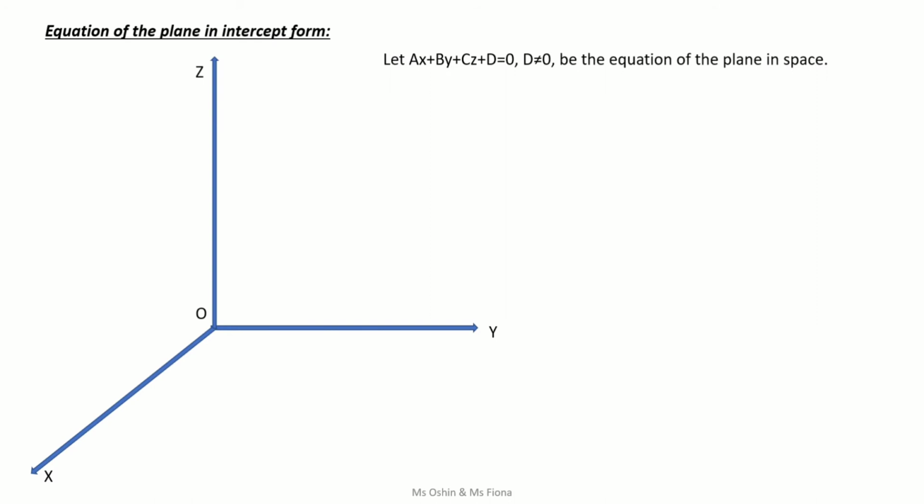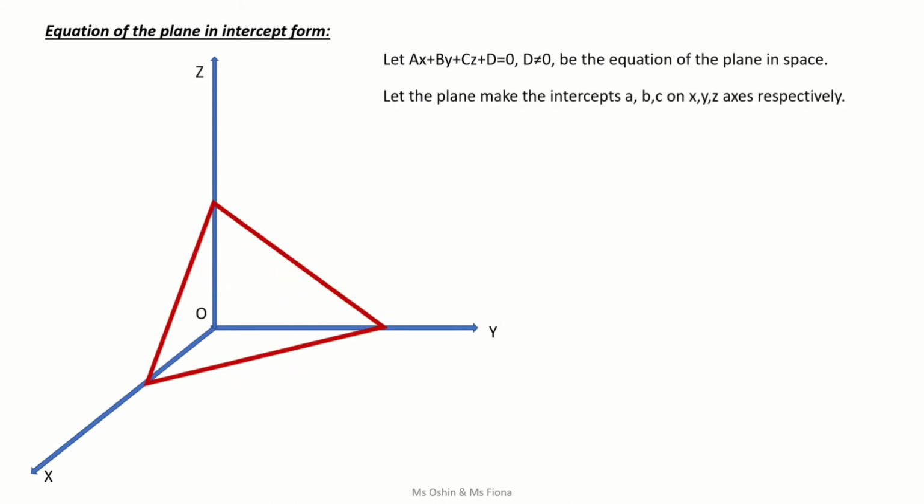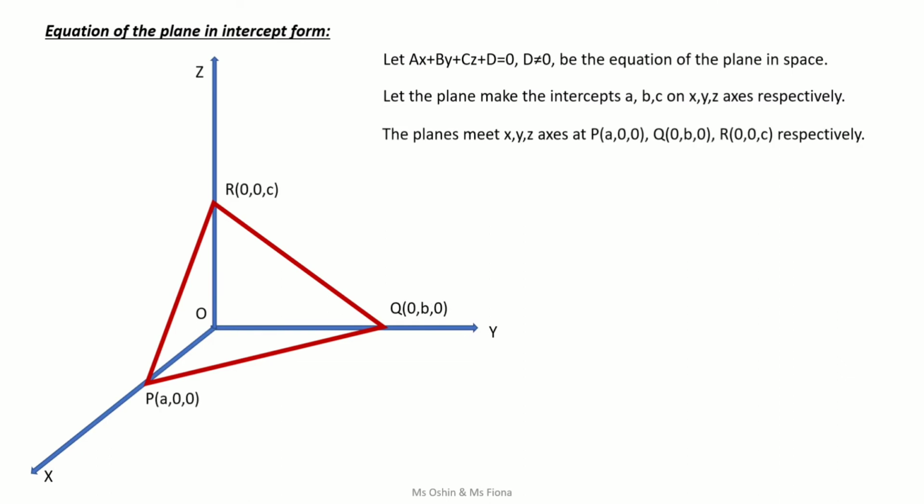Equation of a plane in intercept form. Intercepts are obtained when the line or the plane cuts the axis. Let us consider a plane ax plus by plus cz plus d is equal to 0, which makes intercepts a, b, c on x, y and z axis respectively. Let the plane meet the x-axis at P of a, 0, 0, meet the y-axis at Q, and meet the z-axis at R, as given in the figure.